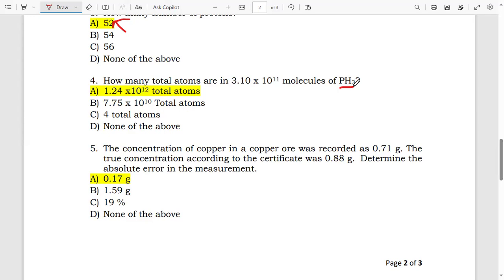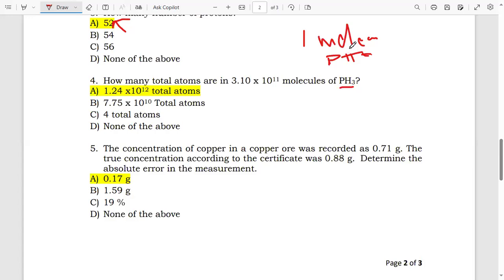So how can we solve this? We have to establish what we call a ratio, the ratio of the number of molecules to the number of atoms. When we look at this molecule, we can see that it has 1 P and 3 H's. So we have one molecule, one molecule of PH3.